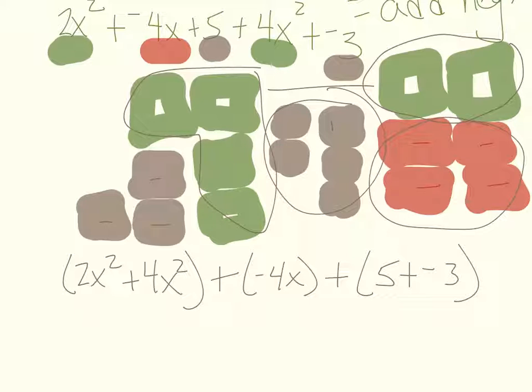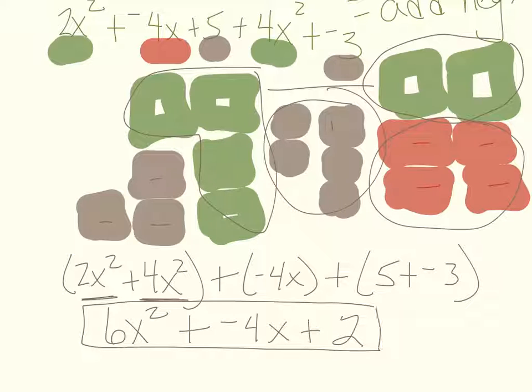So now I've got my like terms grouped together, so now I can simplify each group. I've got 2x squared and 4x squared. 2 plus 4, 6, so I have 6x squareds. Notice how the 6 does not get squared. The 6 tells you how many squares you have. Then I have negative 4x, and then 5 plus negative 3 is positive 2. This is my final answer because that represents all this stuff in the shortest way possible.